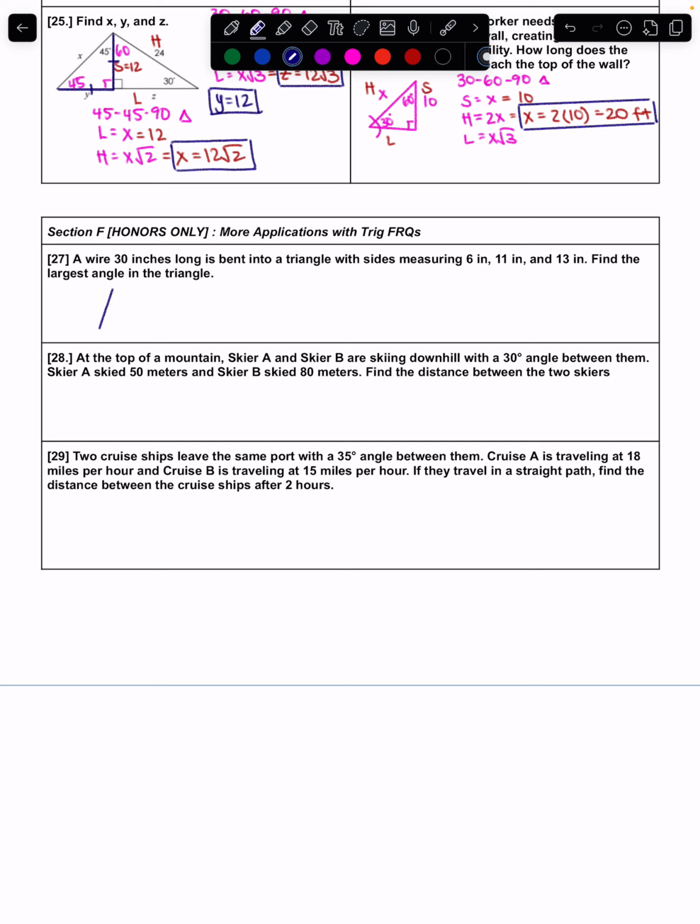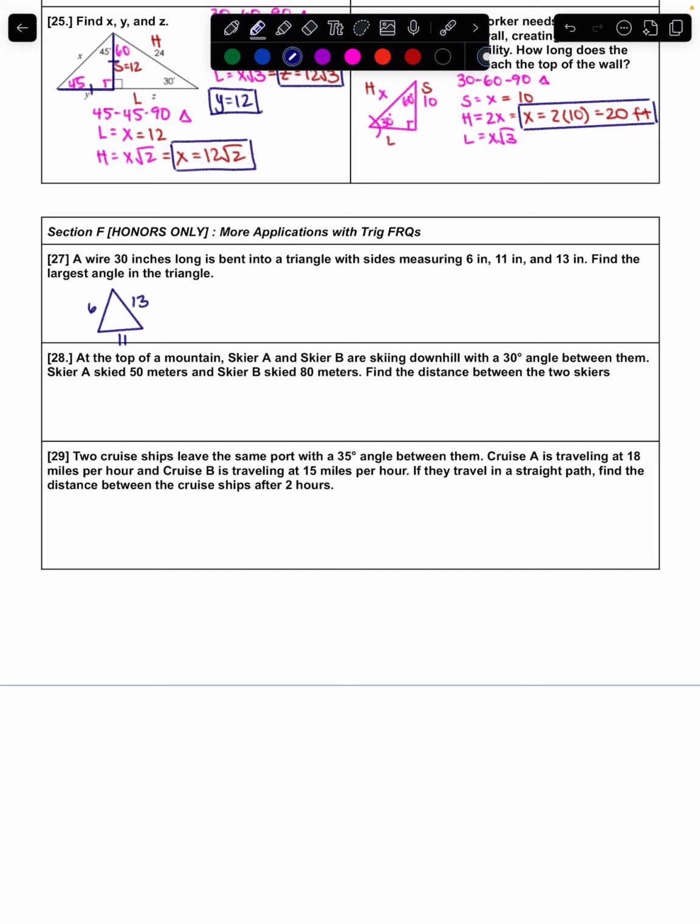Find the largest angle in the triangle. Okay, so I'm going to go ahead and draw that diagram. It doesn't have to be accurate. You just need to be able to see what's happening. Okay, so 6, 11, and 13. Find the largest angle in the triangle.